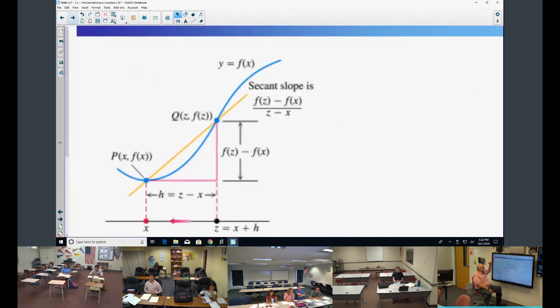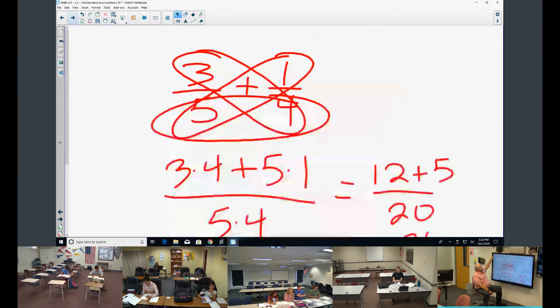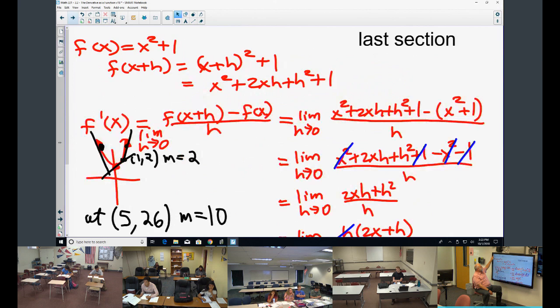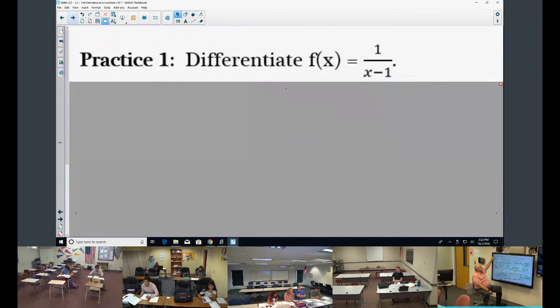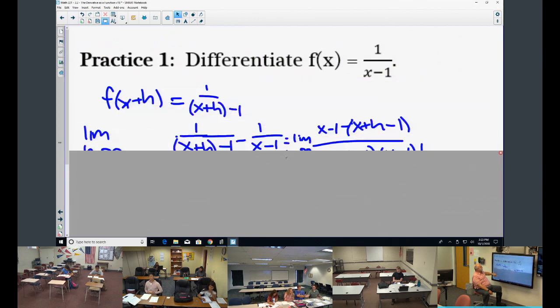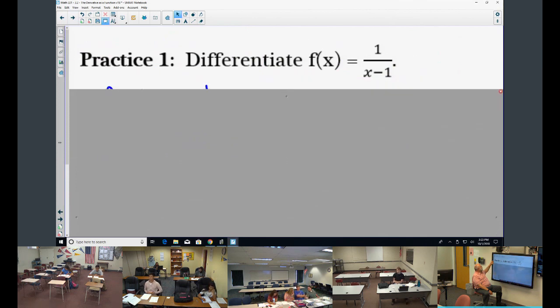Remember the idea of the derivative: the secant slope is just any 2 points, but then as we take the limit as the difference in the x's approaches 0, we get the slope of the tangent. The secant slope can use f of z minus f of x over z minus x, and so there is an alternate form of the definition of the derivative. We'll get to the alternate form in just a minute.